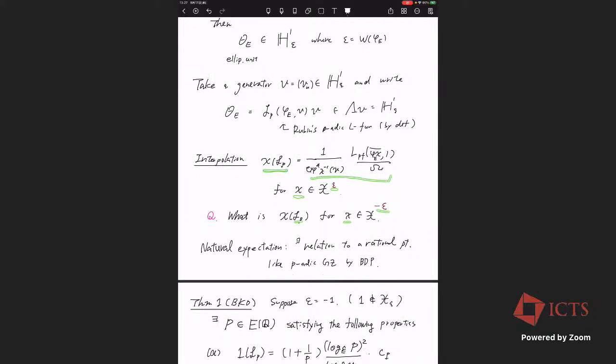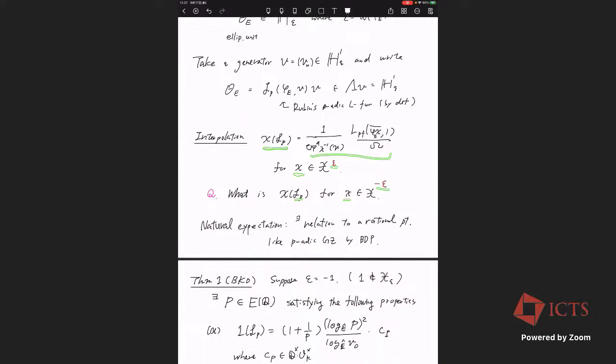So, outside the range of interpolation. BDP is now popular, but the original question is, of course, Rubin's in this setting. And the natural expression is like p-adic Gross-Zagier formulas given by BDP. This value should be related to a rational point of the elliptic curve.